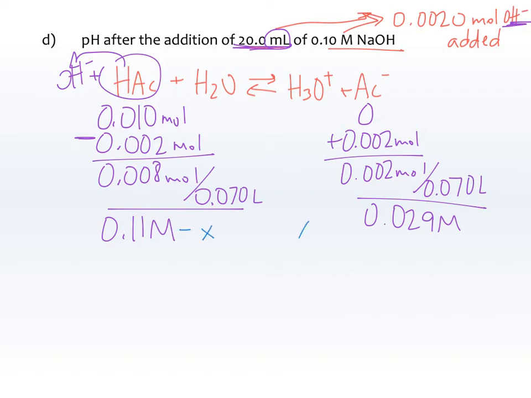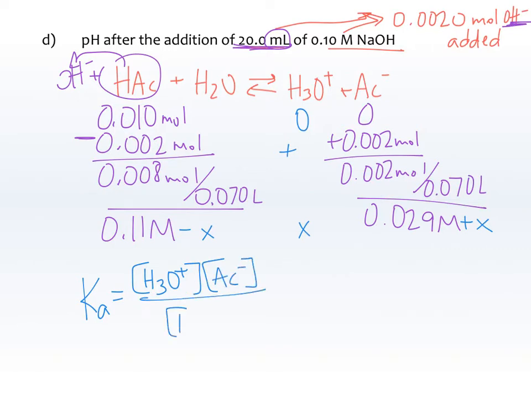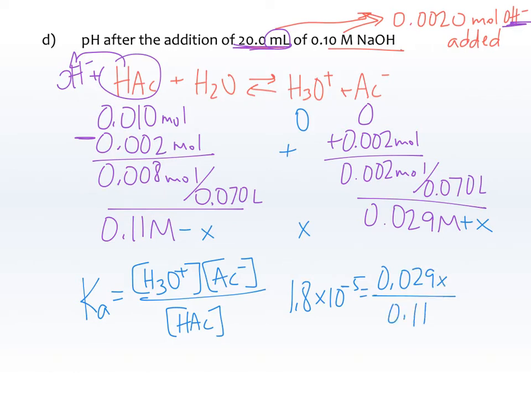Minus X plus X plus X. Remember, my H3O plus started at 0, so 0 plus X is X. I'm going to use my Ka equation that I did before. That is H3O plus times AC minus over HAC. Remember that Ka is 1.8 times 10 to the negative 5. This time, instead of having x squared over our concentration, I'll have 0.029x over our concentration, 0.11.